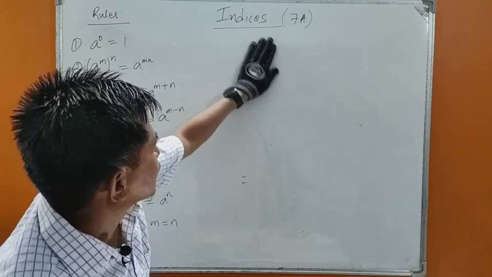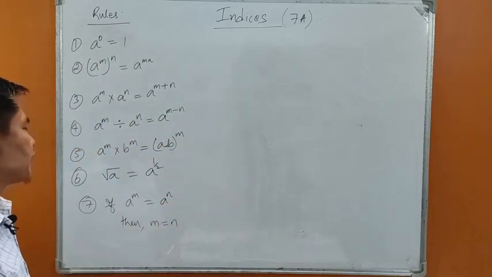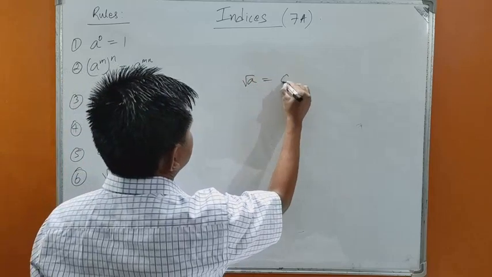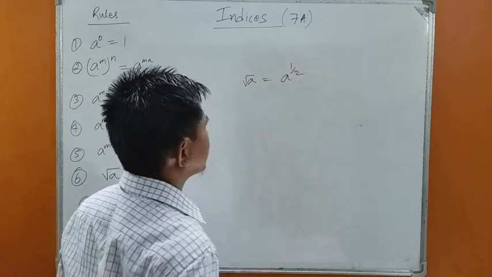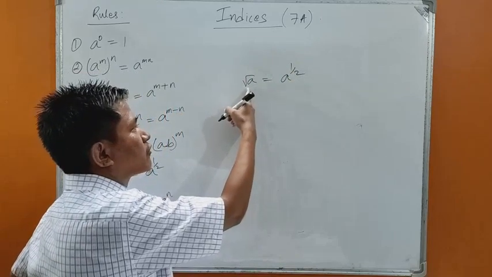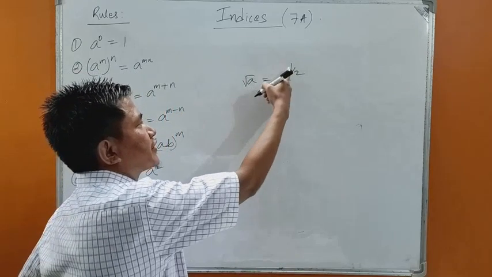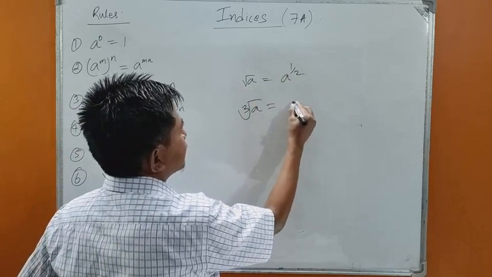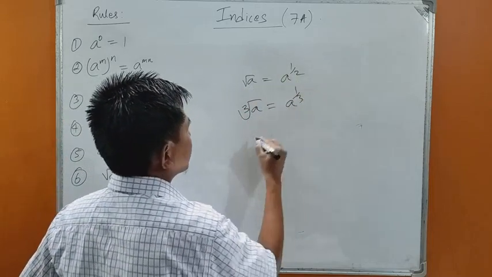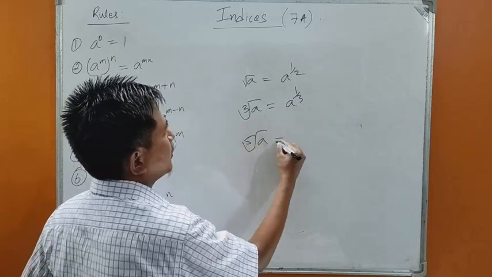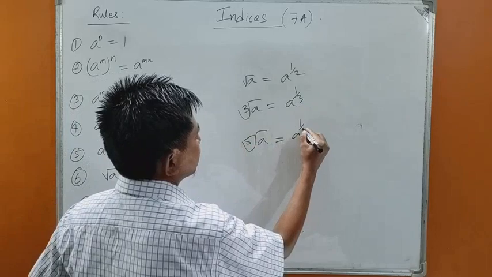Now let us move on to the next rule. The rules are very simple. Root a can be written as a to the power 1 upon 2. If the number is under a square root, this square root can be written as the power 1 upon 2. If this is the cube root of a, then you can write 1 upon 3. If this is the fifth root of a, then you can write a to the power 1 upon 5.